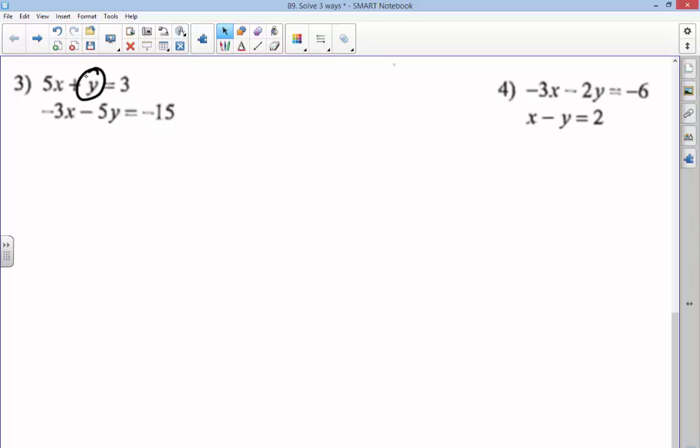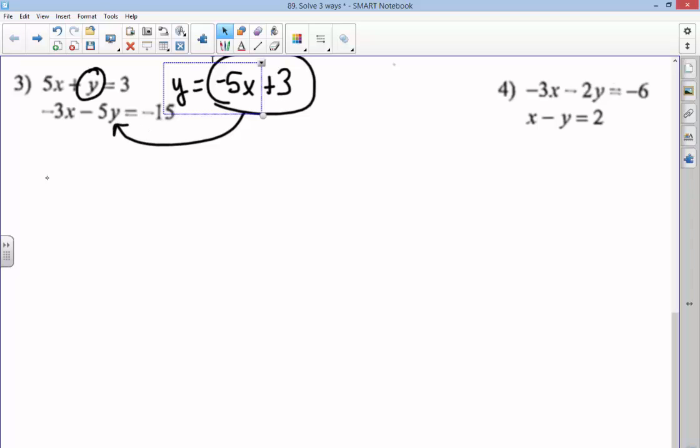Y is the one that definitely needs to be isolated. Every other letter has a coefficient. So y equals negative 5x plus 3. That means the y value is going to go into the y in the opposite equation. So negative 3x minus 5, substitute for y, negative 5x plus 3 equals negative 15.